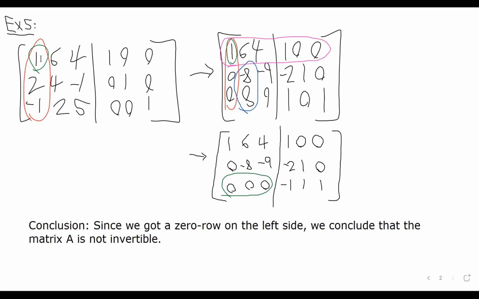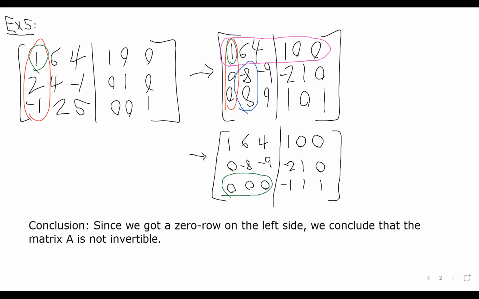So we started applying the inversion algorithm to find the inverse of our given matrix. And we did get a row of zeros at the bottom. Since we could do that legally, using only elementary row operations, that means that our original matrix is not invertible. And so that concludes example 5. Any questions about this?